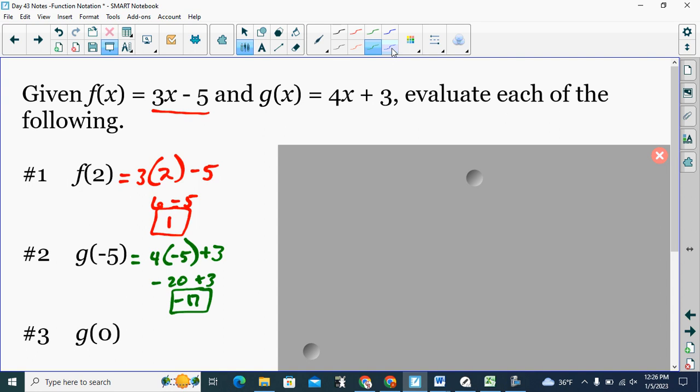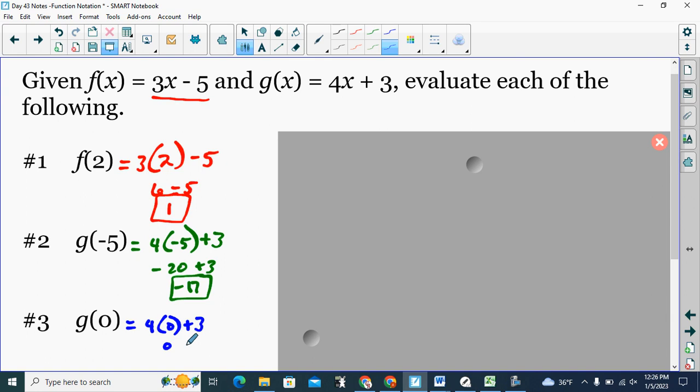Number 3 says g of 0. First, decide which function we're going to use. We're using the g of x function. And I'm putting 0 in for the x. Instead of x, I'm putting in 0. For 4x plus 3, so I'm doing 4 times 0 plus 3. 4 times 0 is 0. Plus 3 gives me 3.